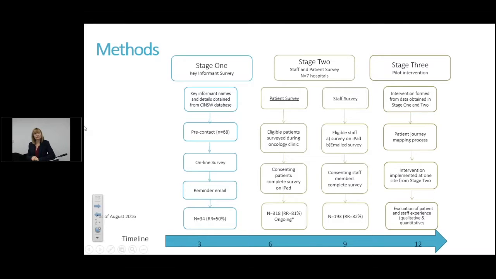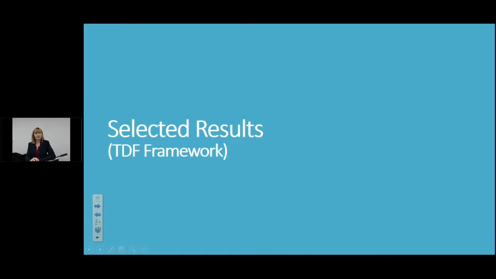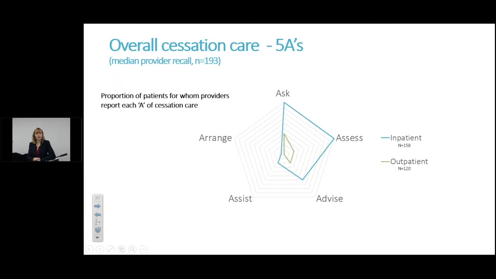And then in stage 3, for the pilot intervention, we used that data from the first 2 stages. We did a bit of patient journey mapping and also looked at our data to devise an intervention. And there's also an evaluation of that pilot intervention, both qualitatively and quantitatively. I'm not going to talk about the evaluation data today, but more focus on the process and the barriers and encounters along the way. So then to look at some of the results, again, using the theoretical domains framework.